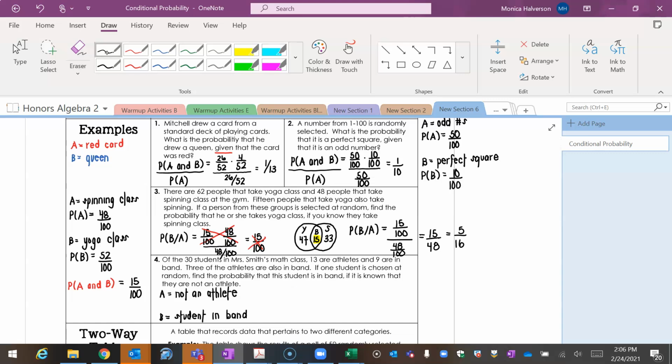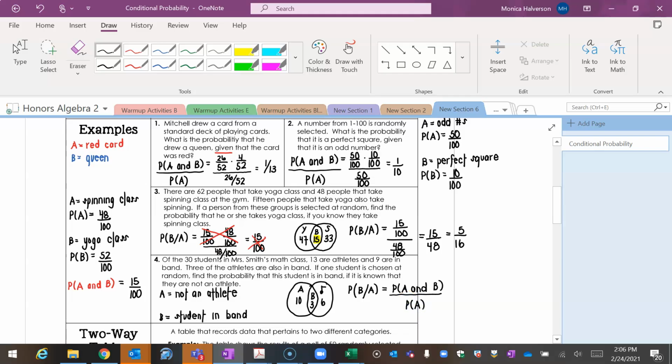Let's try this again. Athletes, band, both. We know 3 are both, in the band and athletes, which means that 10 are just athletes and 6 are just in the band. So we're trying to find the probability of B given A. So what is the probability of A and B divided by the probability of A?